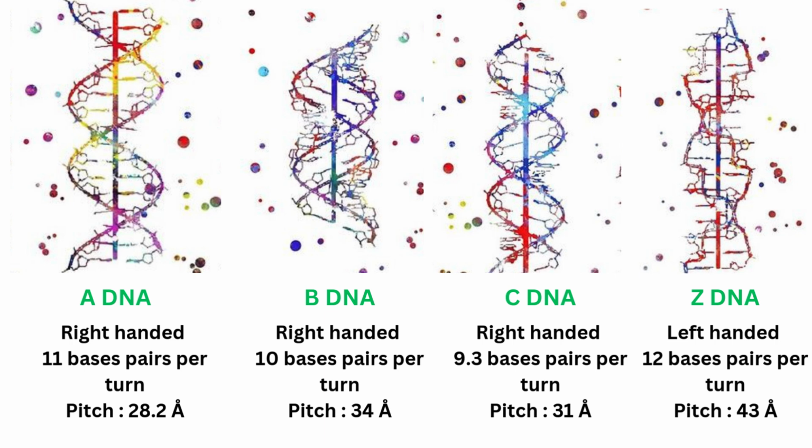B-DNA is the most common and biologically active form of DNA. It is right-handed, has 10 base pairs per turn, and a pitch of 34 angstroms. C-DNA is a right-handed helix with 9.3 base pairs per turn and a pitch of 31 angstroms. It is less common and forms under specific ionic conditions. Z-DNA is a left-handed helical form with 12 base pairs per turn and a pitch of 43 angstroms. It has a zigzag backbone.